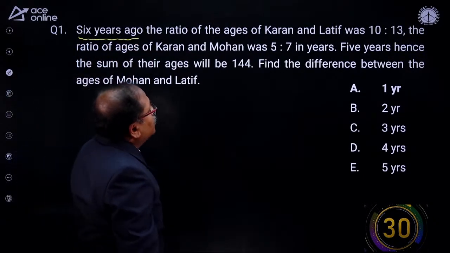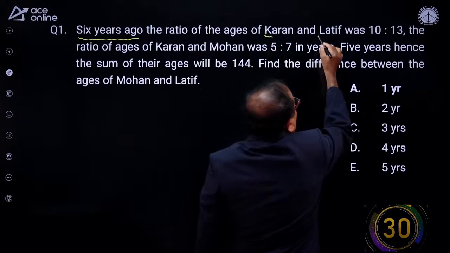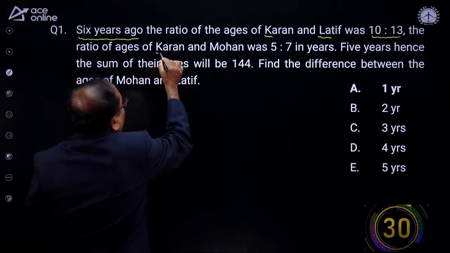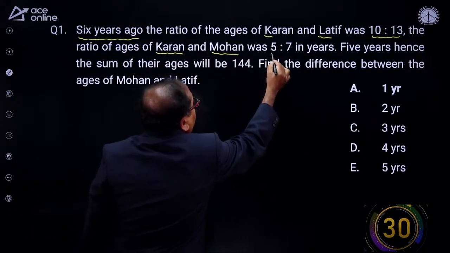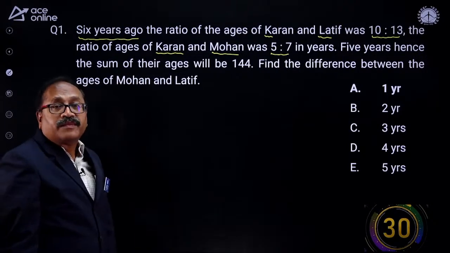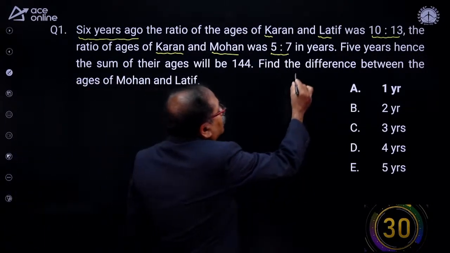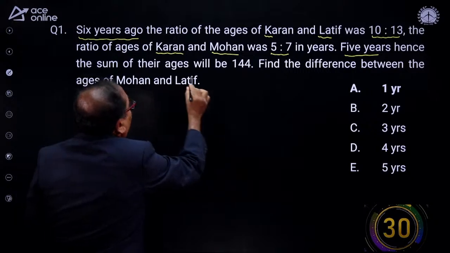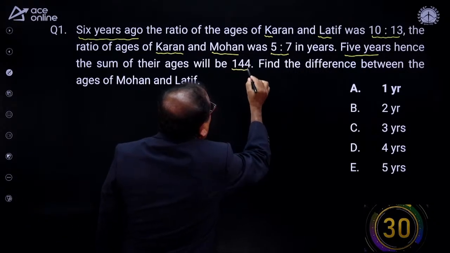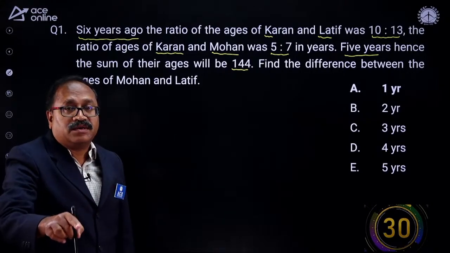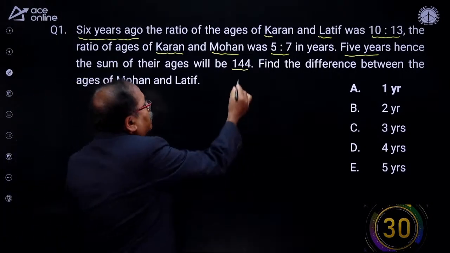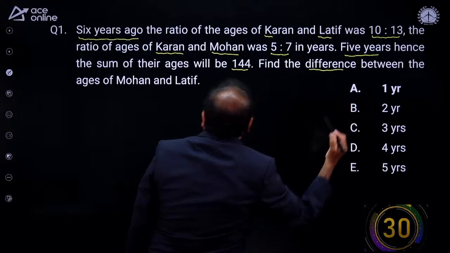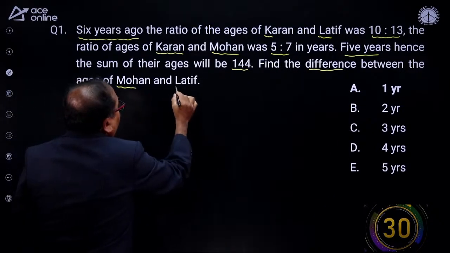6 years ago, the ratio of the age of K and L is 10:13. The ratio of the age of K and M was 5:7. Hope it is clear. Now 5 years hence, 5 साल के बाद में, the sum of the age of all the three will be 144. Now find the difference between the age of M and L.